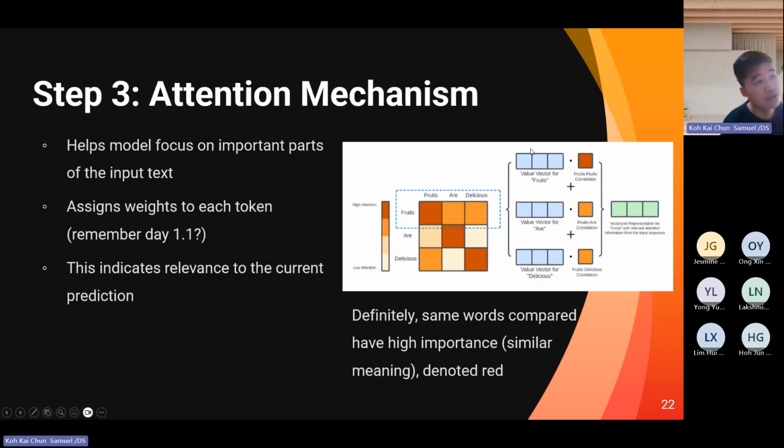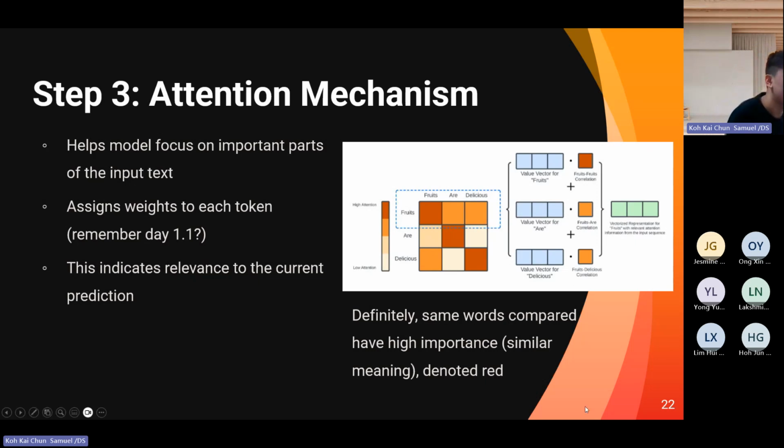vector, zooming into this, of fruits into a three-dimensional vector, plus the fruits and fruits correlation, and fruits and "are" correlation, and fruits and delicious correlation in those attention mechanisms. So this has gone through position encoding, word embedding, all that. And afterwards, the vectorized representation for fruits with relevant attention information from the input sequence. So I hope this gives you a very simplified understanding of how the sentences could derive meanings of just one sentence alone. This is all it's going through.